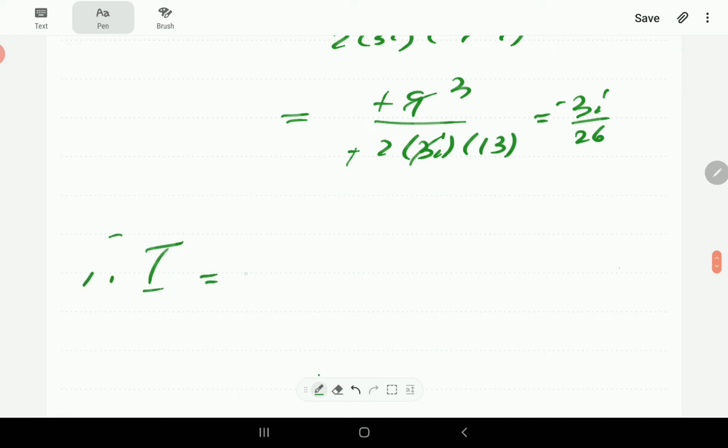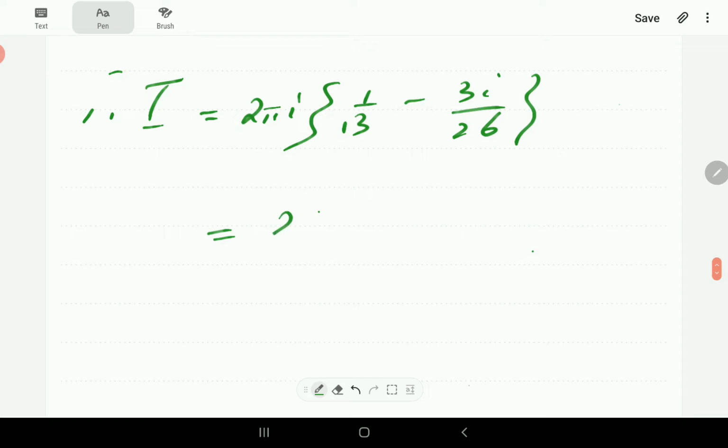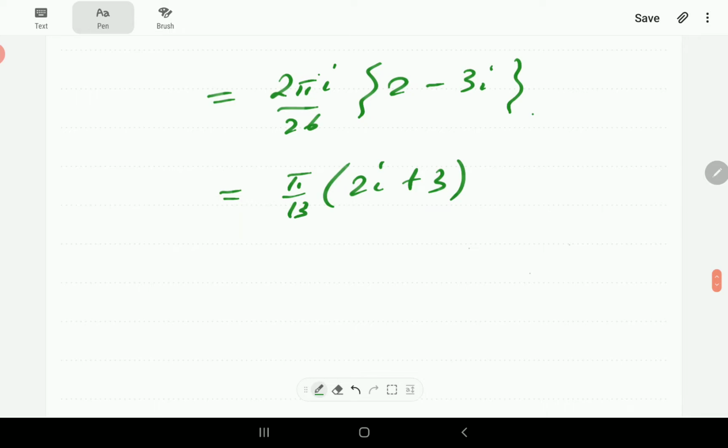So that means the value of our integral, if we call this thing I, so I is simply going to be 2 pi i times 1 over 13 minus 3i over 26. Then, if we factor out 26, that's going to be 2 pi over 26 times (2 minus 3i). So this is going to be pi over 13. So multiply the i into the brackets. So that's going to be 2i plus 3.